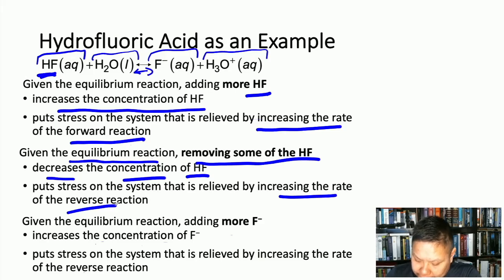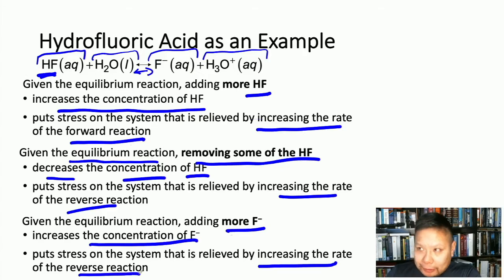Well, let's see here. Using that same equilibrium again, let's add more product, like some more fluoride ions. Well, that increases the concentration of fluoride ions. How do we relieve it? We relieve it by increasing the rate of the reverse reaction, right? So that there's less fluoride because it's being made into HF, reestablishing equilibrium, right? So that's a very basic chemical example of Le Chatelier's principle. All right.